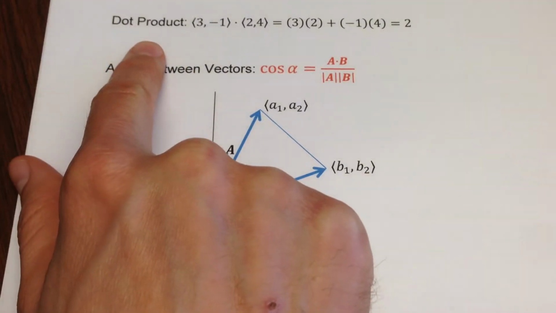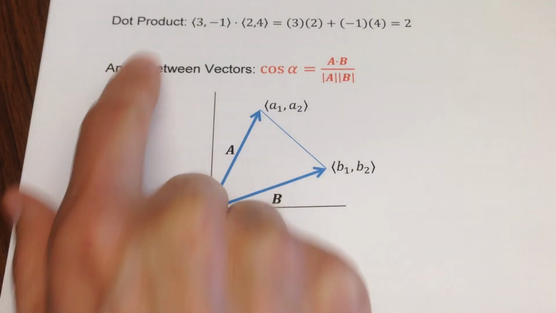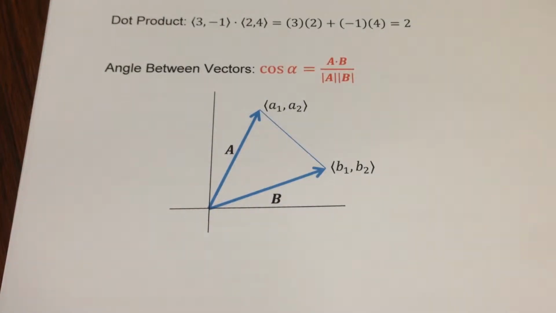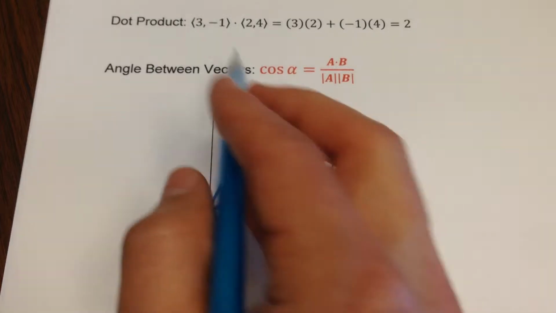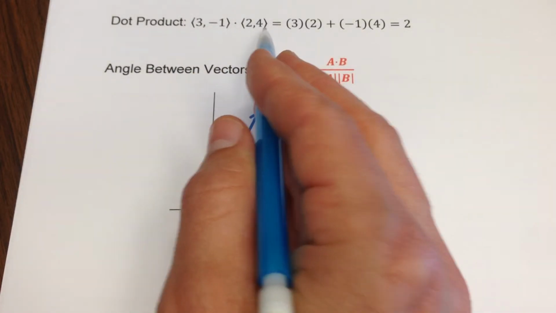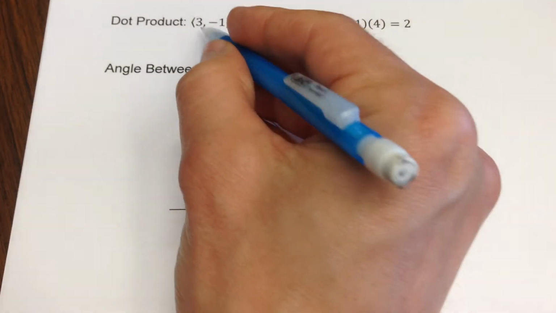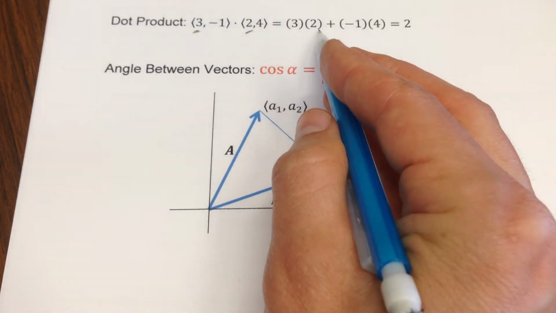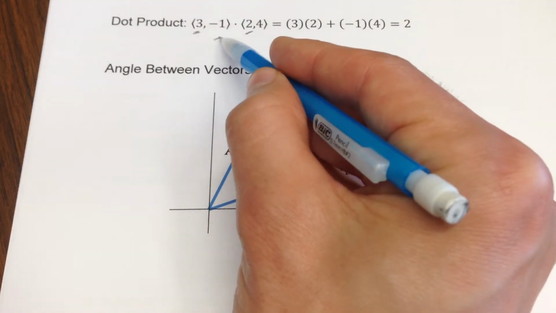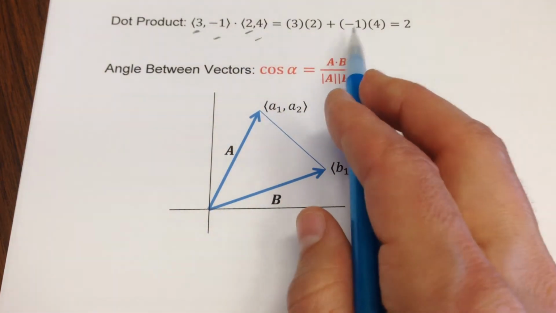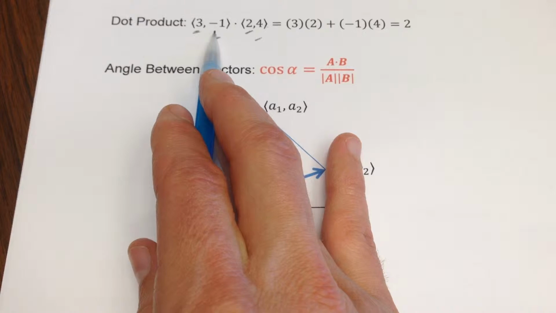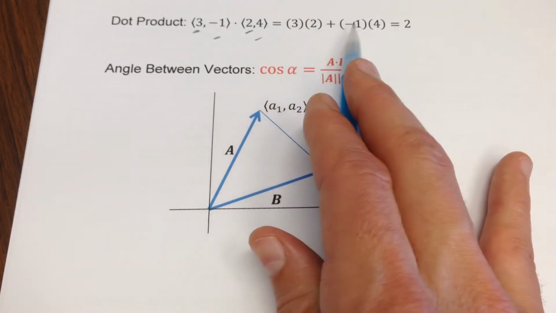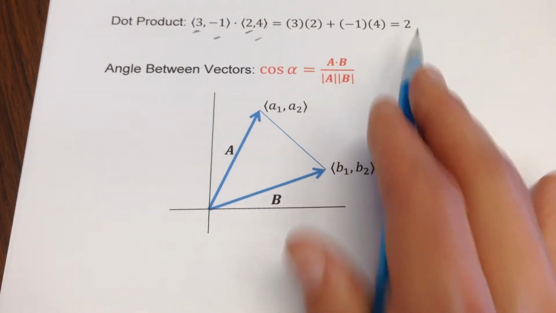This video talks about the dot product of two vectors and also finding the angle between two vectors, which is the primary application of the dot product for us. Now let's say you have two vectors in component form. The dot product says you take the first component of both and you multiply them, 3 times 2. Then you add it to the product of the second component, negative 1 times 4. So we get 6 plus negative 4, which is 2.